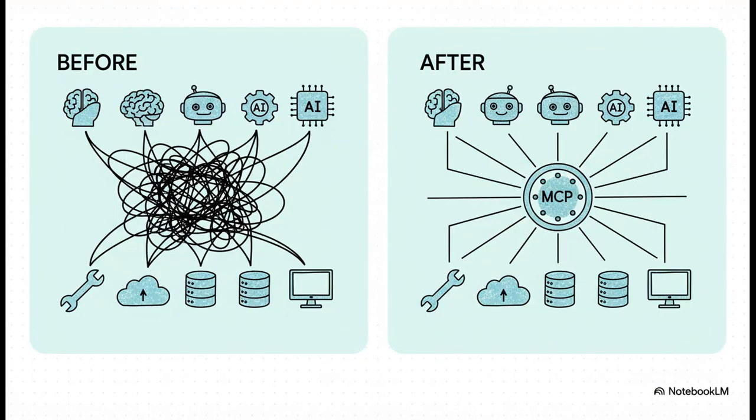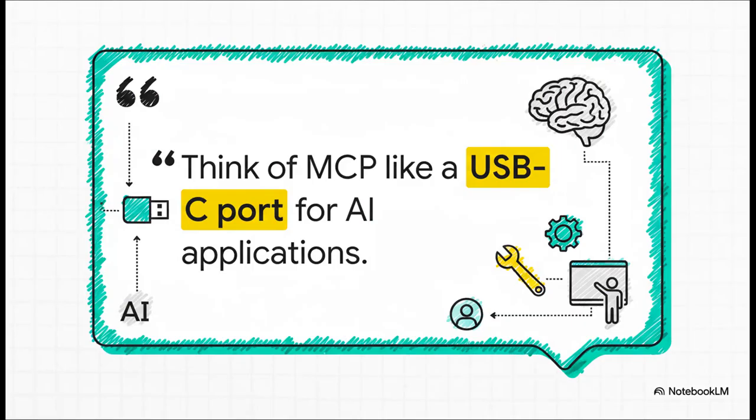Well, the solution is to just get rid of that tangled mess entirely. Instead of countless one-to-one connections, you create one universal standard. You go from that N times M chaos to just one single protocol that can connect everything. And this right here is the perfect analogy. Think of MCP as the USB-C port for AI. You know how USB-C saved us from having a dozen different chargers and cables? MCP aims to do the exact same thing, providing one universal port for any AI to connect to any tool.